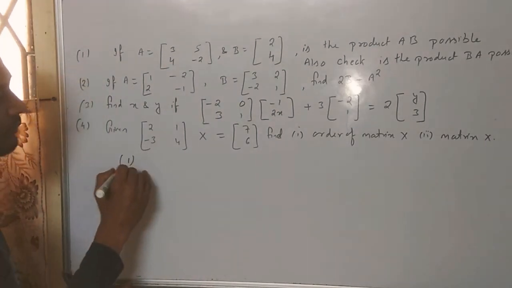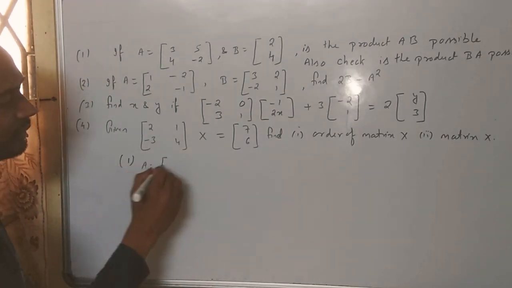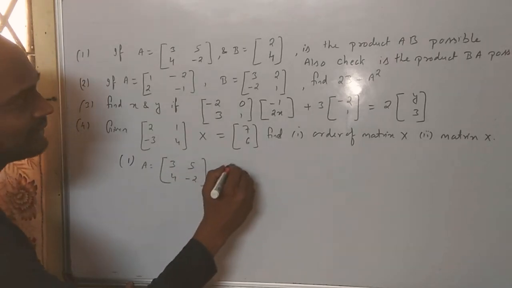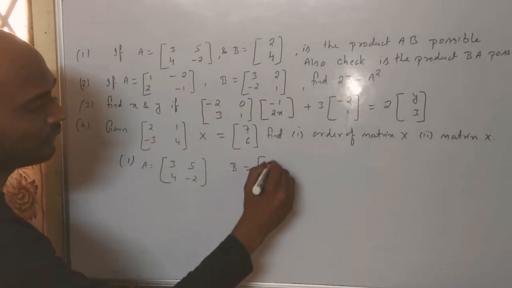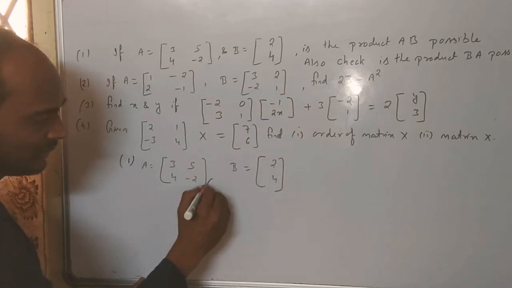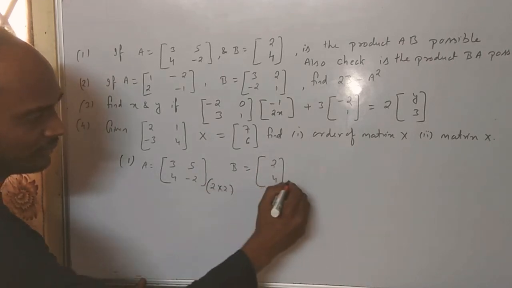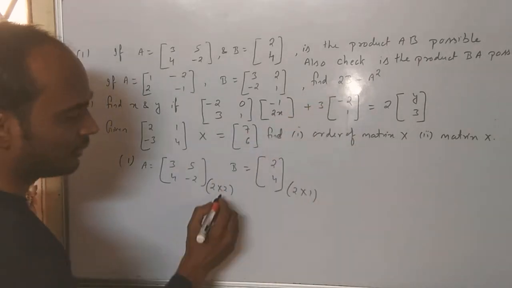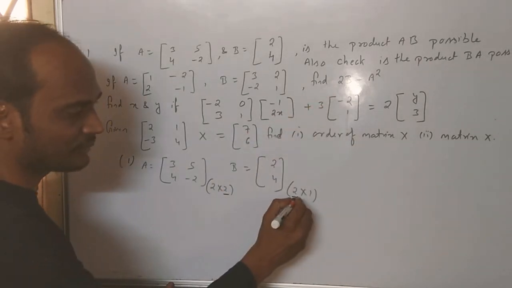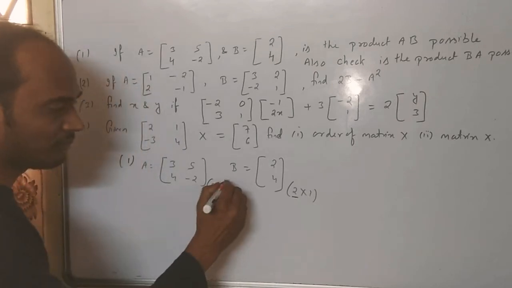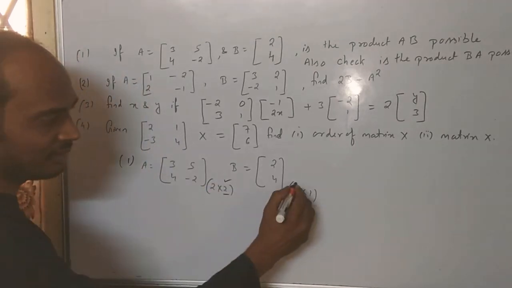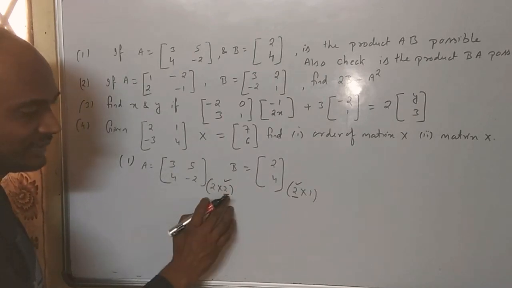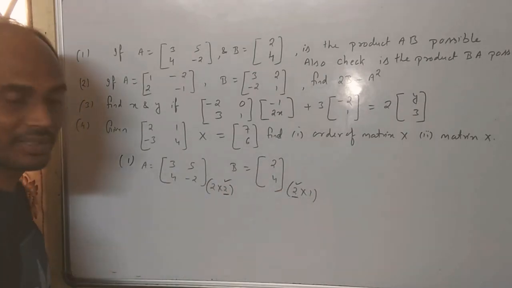So question number 1, here A is given 3, 5, 4, minus 2 and B is given 2 and 4. So the order of matrix A is 2 by 2, the order of matrix B is 2 by 1. So we need to check that the number of columns of the first matrix must be equal to the number of rows of the second. The number of columns of the first matrix is 2 and the number of rows of the second matrix is also 2.